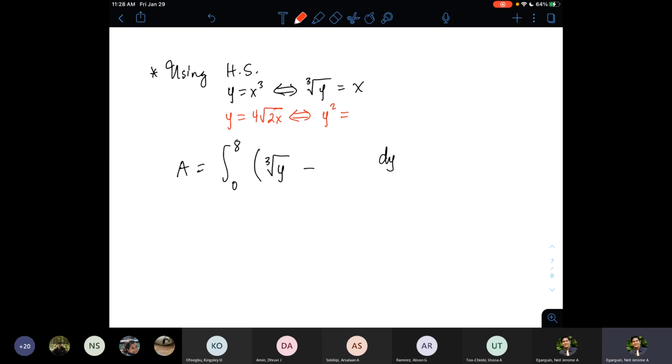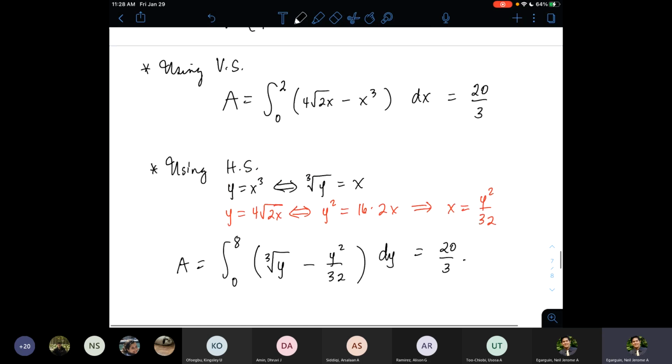So I'll have 16 times 2x again, and then I'll solve for x. This means that x is equal to y squared over 32. And that's what will be in my integrand as subtrahend, so y squared over 32 dy, right? If you try to evaluate this integral, you will also get 20 over 3. So it doesn't matter which strip you use, you will end up with the same answer.